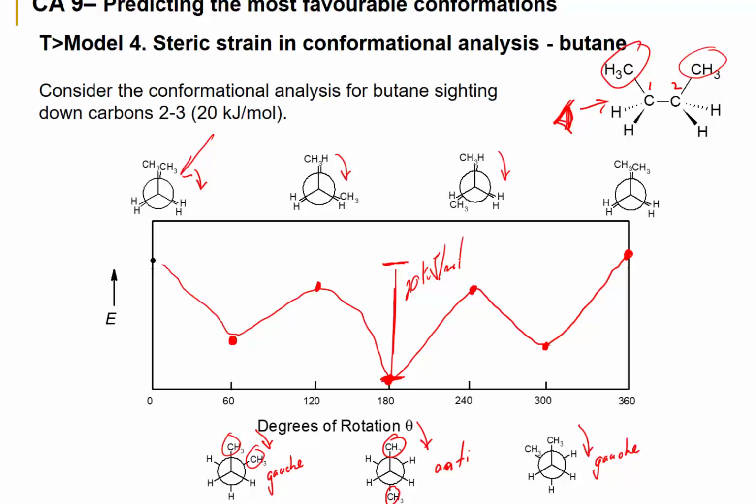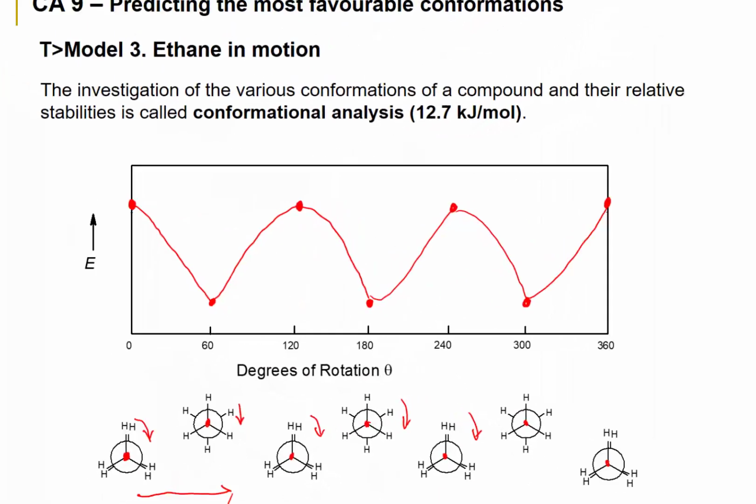Whereas, if I go back to my ethane conformational analysis and I compare the minimum energy for our staggered, and of course all the staggereds are the same, with the maximum energy for our eclipse, this difference is 12.7 kilojoules per mole. So as you might imagine, the difference between 12.7 and 20 represents the additional steric strain that occurs for our butane structure. In the next videos, we'll look at how we can apply some of these ideas to ring structures.